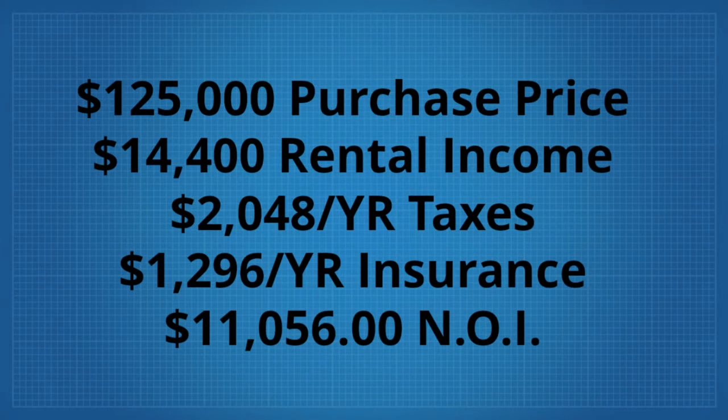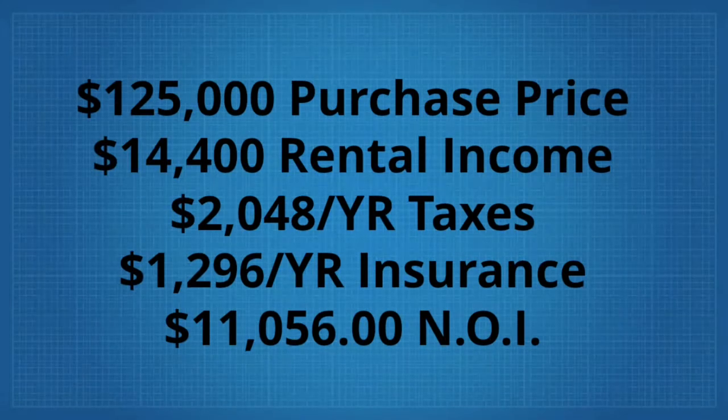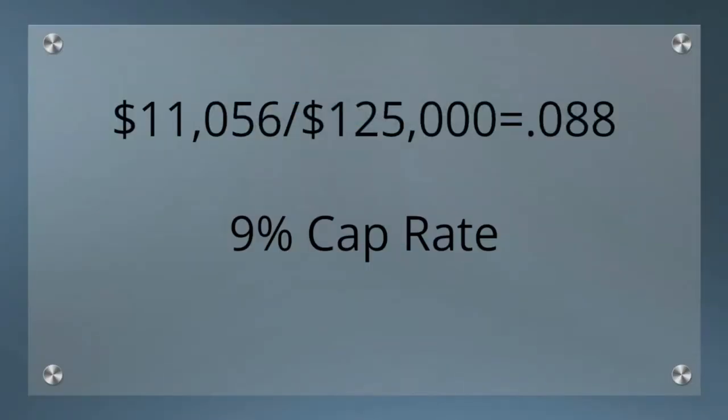So for example, you have a $125,000 property. You got a rental income of $14,400. You got $2,048 a year in taxes, $1,296 per year in insurance. Your NOI, which is your net operating income, is $11,056. So you take the $11,056 divided by the purchase price of $125,000, which gives you a 0.088, which is a 9% cap rate.